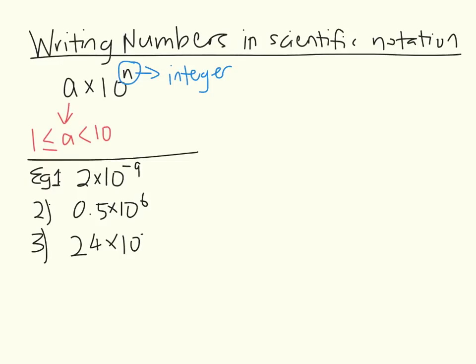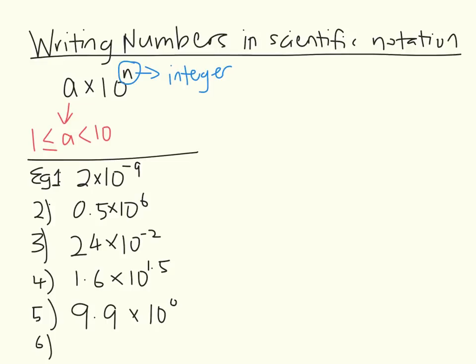The fourth example will be 1.6 times 10 to the power of 1.5, and then the fifth example is 9.9 times 10 to the power of 0, and the sixth example is 1 times 10 to the power of 1. So take a moment, pause the video and look at each example and see whether they are in scientific notation, and if they are not, why is that so?